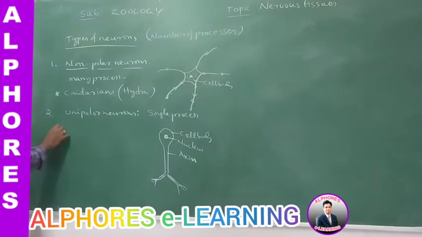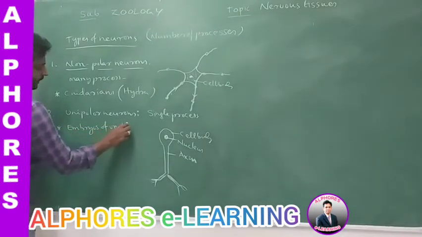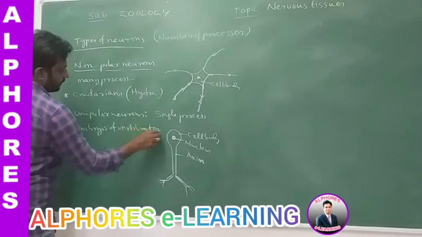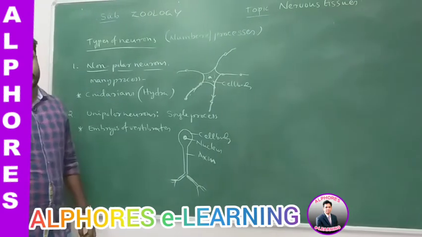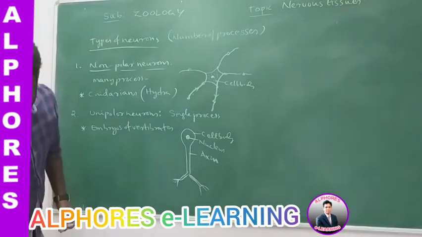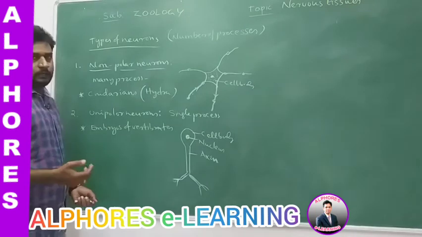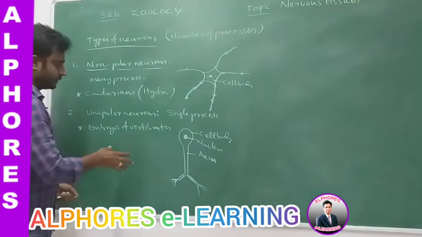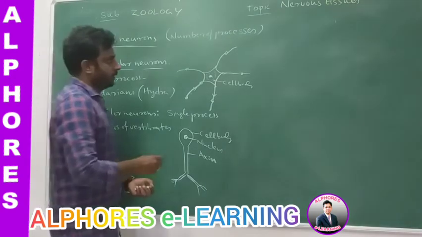Examples for the unipolar neurons, where these are present: embryos of vertebrates have this type of neurons. Unipolar neurons are present in the embryos of vertebrates like fishes, amphibians, reptiles, aves, mammals. Invertebrates are also having this type of neurons.